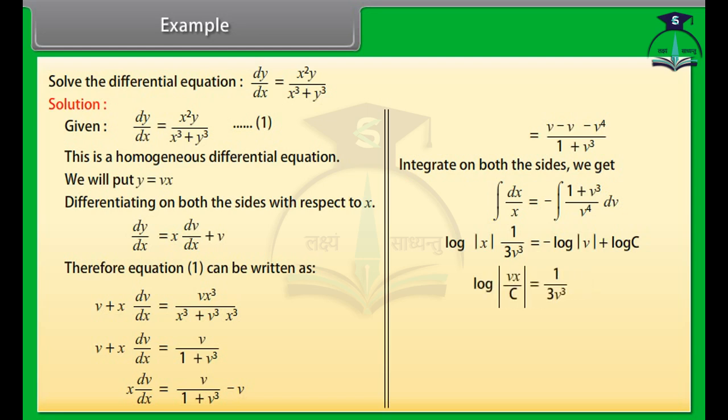Log of mod of v x by c equals 1 by 3 v cube. It implies that v x by c equals e raised to the power 1 by 3 v cube. It implies that y by c equals e raised to the power x cube by 3y cube, or y equals c into e raised to the power x cube by 3y cube.